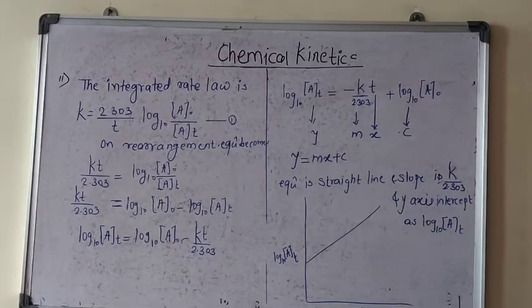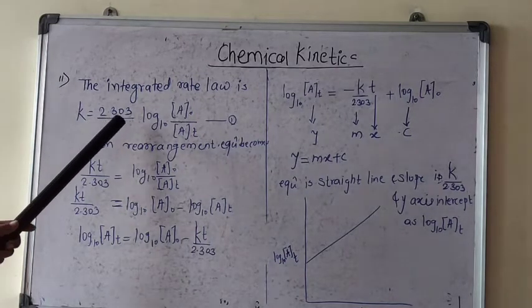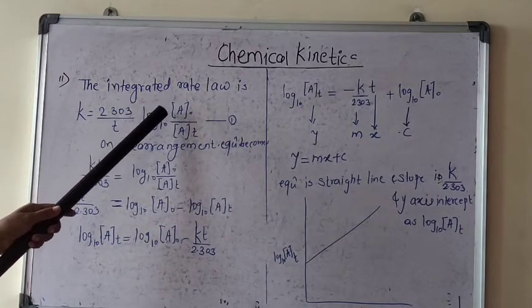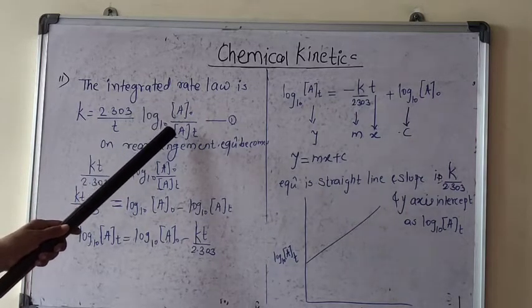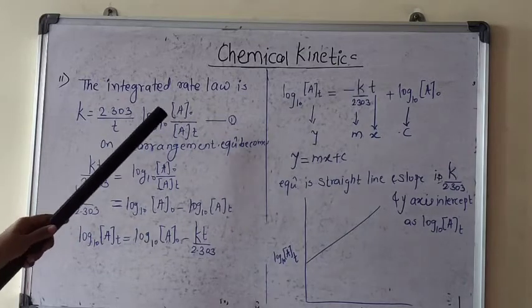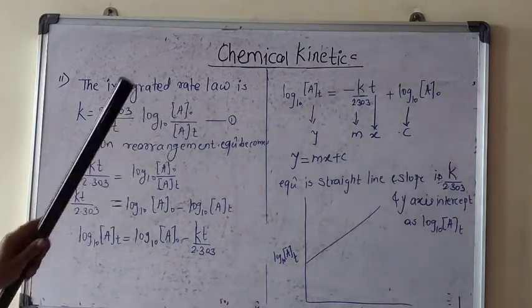Here we are going to see the next one, that is the integrated rate law, and how it is plotted in different ways when we are rearranging the equation of a first order reaction. For the first order reaction, the integrated rate law is given as k equal to 2.303 upon t into log to the base 10 of A0 divided by At, where A is the molar concentration. We give this as equation 1.